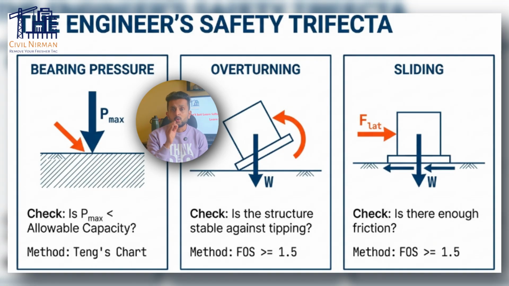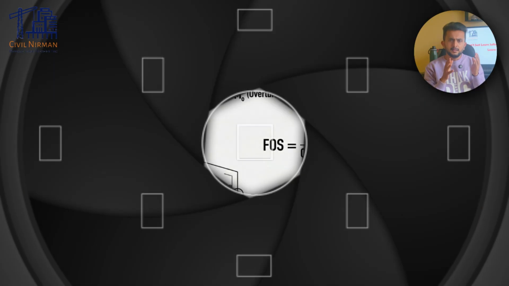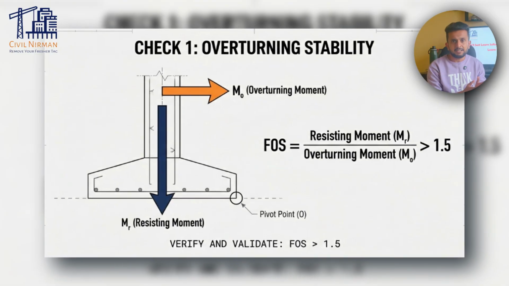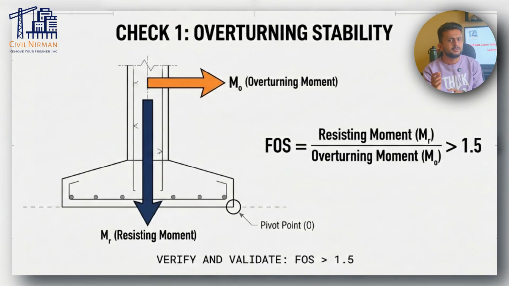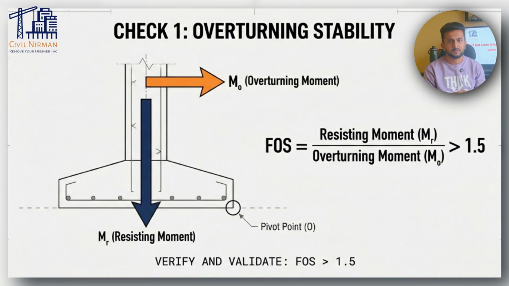Check 1. Overturning stability, to check if the footing will tip over. We will calculate a factor of safety. See, the rule is simple. The good moments, that is gravity, must be at least 1.5 times larger than the bad, that is your wind or earthquake moments. And here is the formula. Factor of safety is equal to resisting moment divided by overturning moment. So what is our main requirement? Ultimately, your factor of safety should be greater than 1.5.